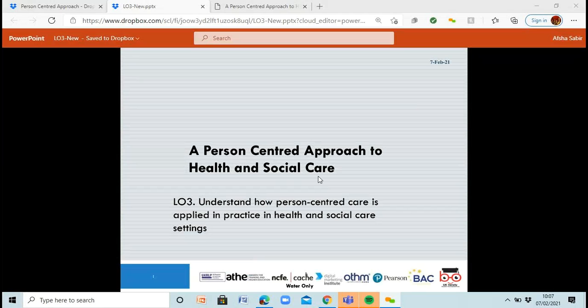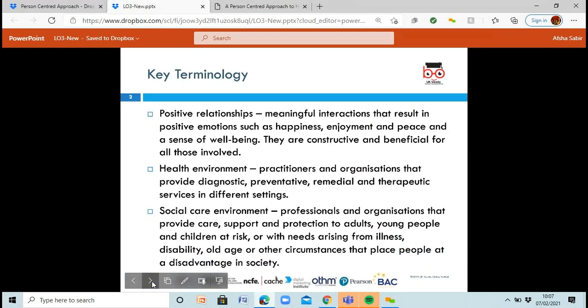So just for the learners that have just joined us, we're looking at learning outcome 3, understand how person-centered care is applied in practice in health and social care settings. So we're just going to look at some terminology before we make a start, things that you will come across quite a lot. It's an extremely good idea to include these terms within your assignment and throughout it.